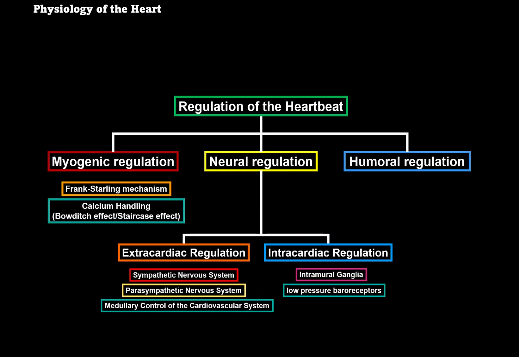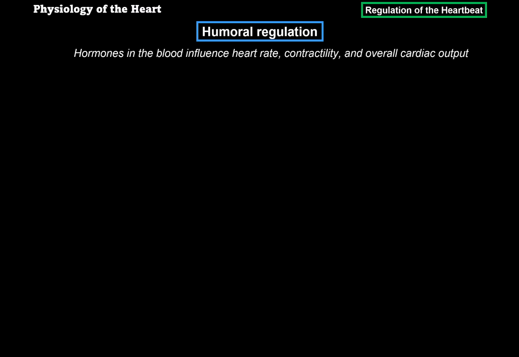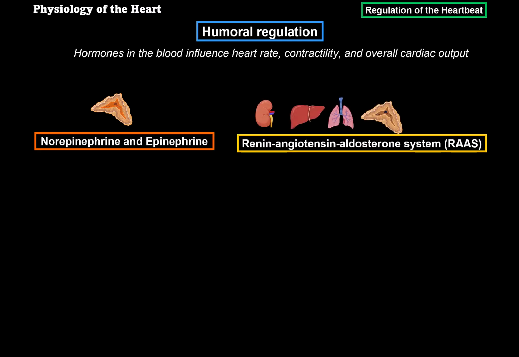Then we've got humoral regulation. Humoral regulation refers to hormones within the blood that influence the heart rate, contractility, and overall cardiac output. One of the main ones is epinephrine, released by the adrenal medulla as part of sympathetic control, activating the beta-1 adrenergic receptors. Another way is through the Renin-Angiotensin-Aldosterone system. This is one of the most important systems you need to know by heart. This system is so important in both physiology and pathology.